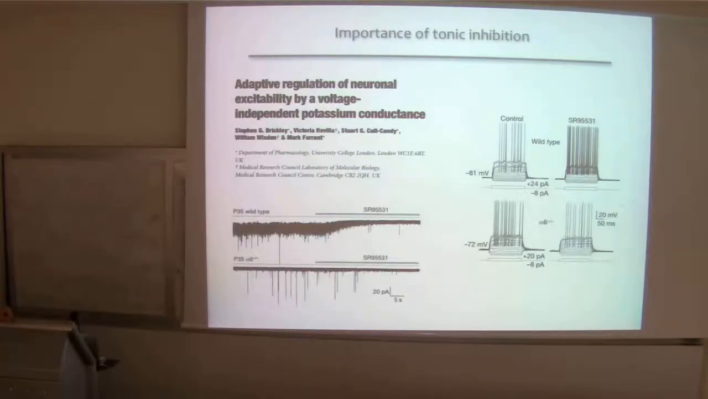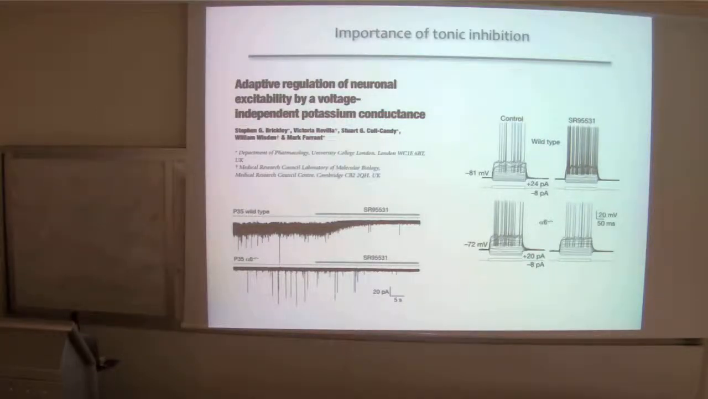Why might this be important, or why is tonic inhibition important? I think this is a good indication of what neurons or cells might do in general. For a granule cell, tonic inhibition appears to be pretty important, but there is some beautiful work done by Stephen Brickley and Mark Farrant at UCL.